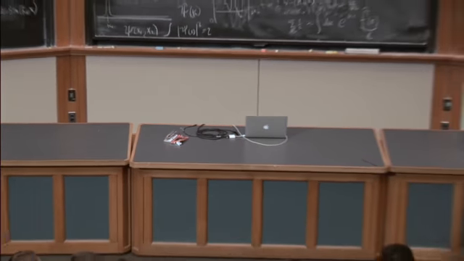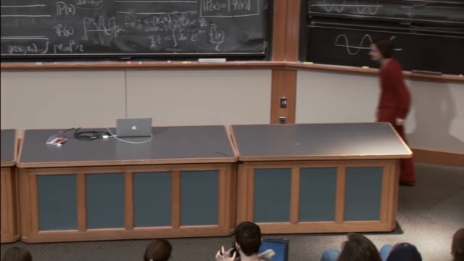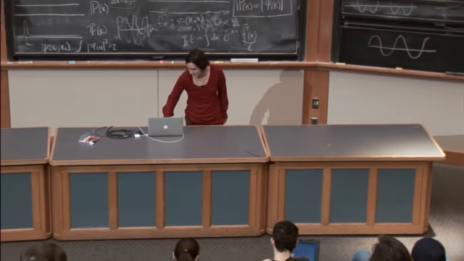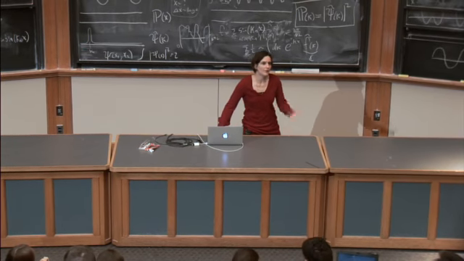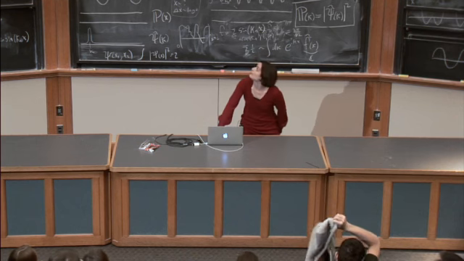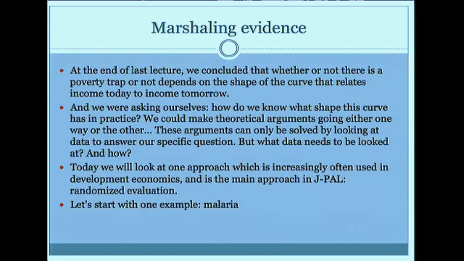So I think we have a bit of background in mind. So now I'm going to summarize this discussion and start asking how we go about answering some of the questions that have come about. At the end of last lecture, we were left with our S-shaped curve, saying that whether or not there would be a poverty trap was very dependent on the shape of the curve that relates income today to income tomorrow. And we gave several examples where it could go one way or the other.